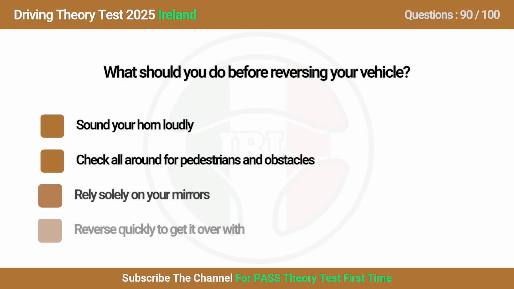Question 90. What should you do before reversing your vehicle? A. Sound your horn loudly. B. Check all around for pedestrians and obstacles. C. Rely solely on your mirrors. D. Reverse quickly to get it over with.